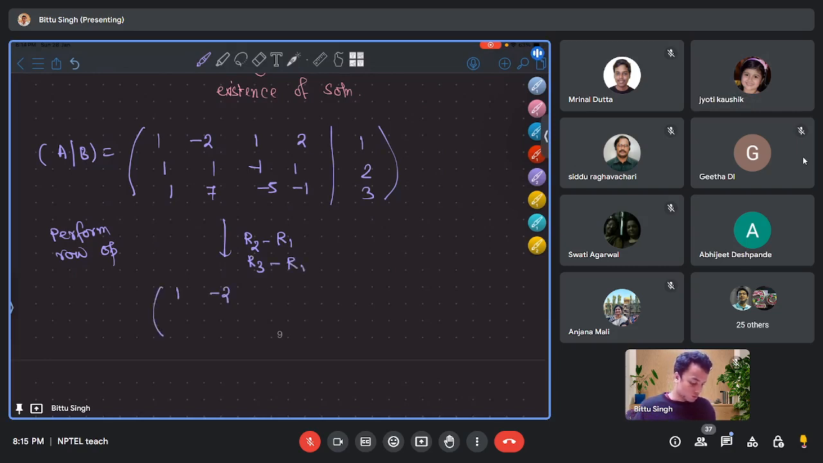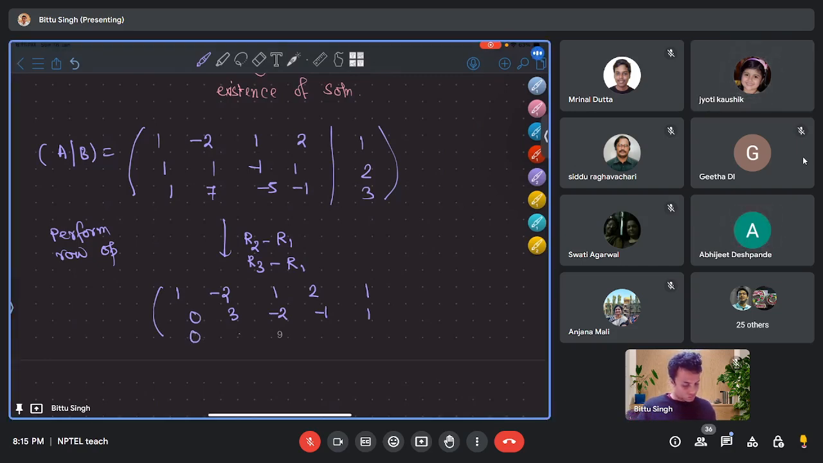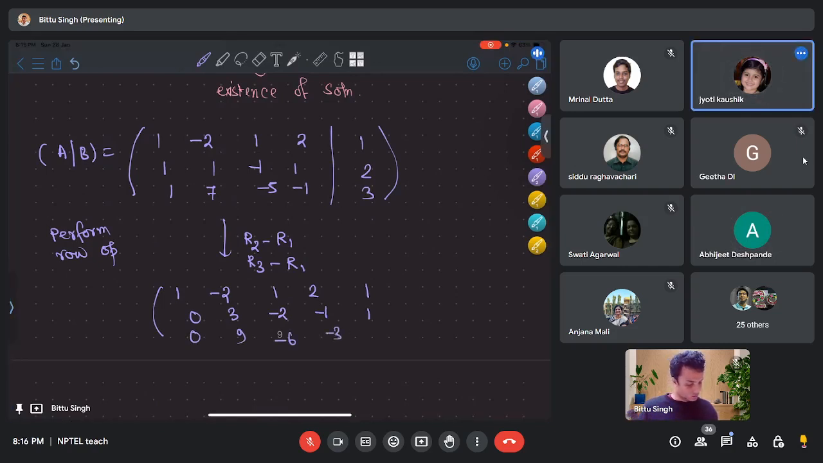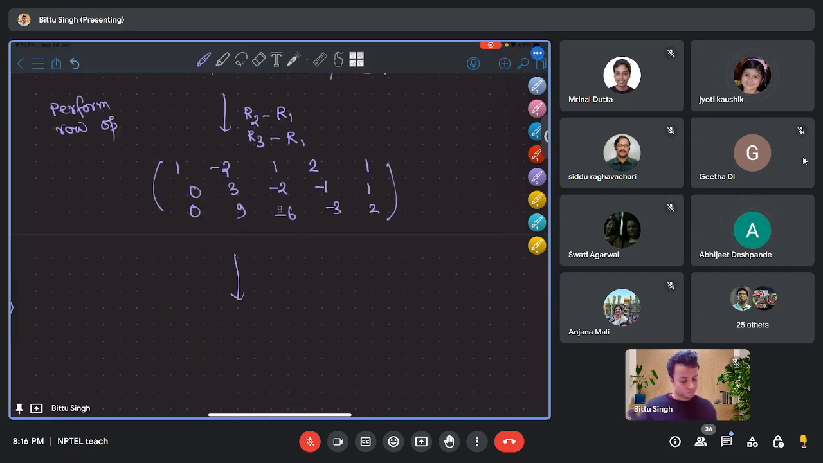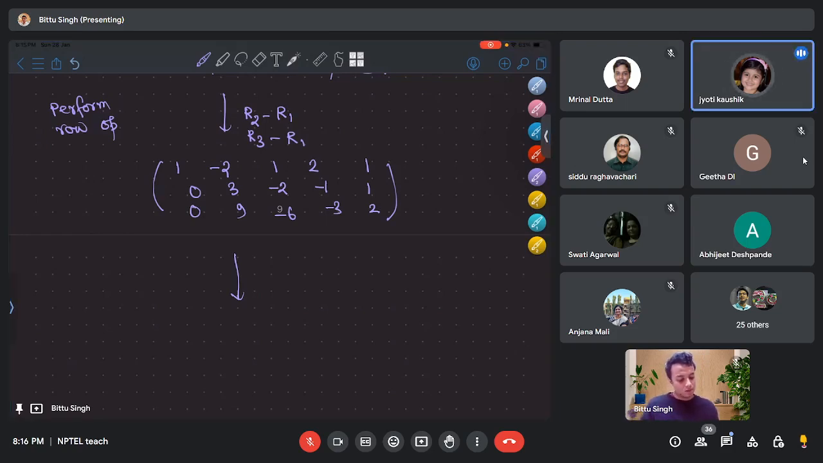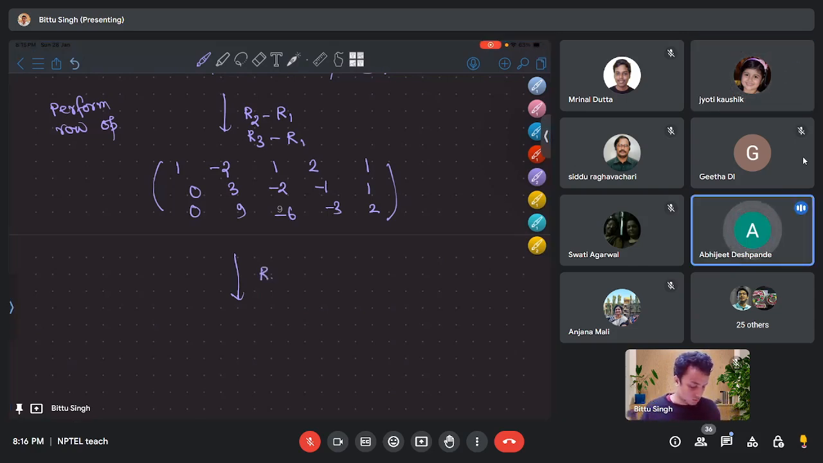So this will give 1, minus 2, 1, 2, 1; 0, 3, minus 2, minus 1, 1; 0, 9, minus 6, minus 3, 2. Right. Now what will be the next step? R2 by 3, but let us not do this operation because we don't want to get fractions. R3 minus 3 R2.